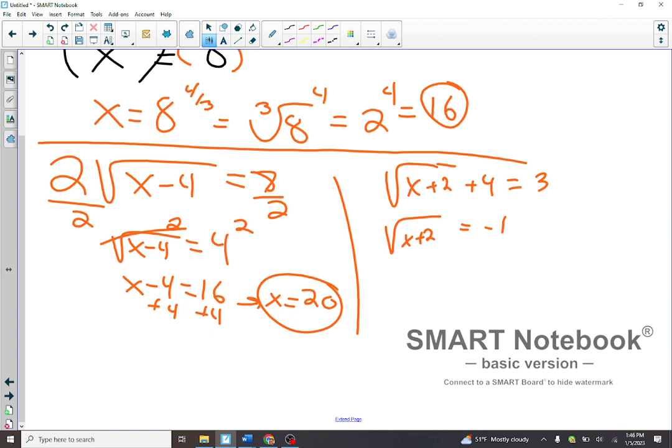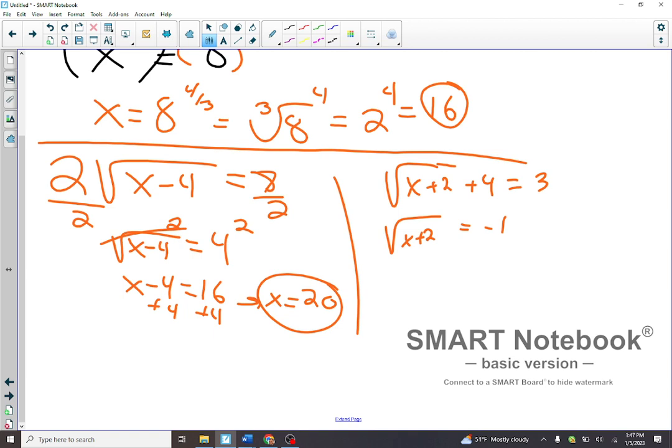Now, in this one, am I allowed to square it even though it equals a square root? Why not? There's a 4 on the answer. There's a k or 4 on the outside. No. But the problem is, when I get the square root by itself, it equals negative 1. Can my square root equal a negative?